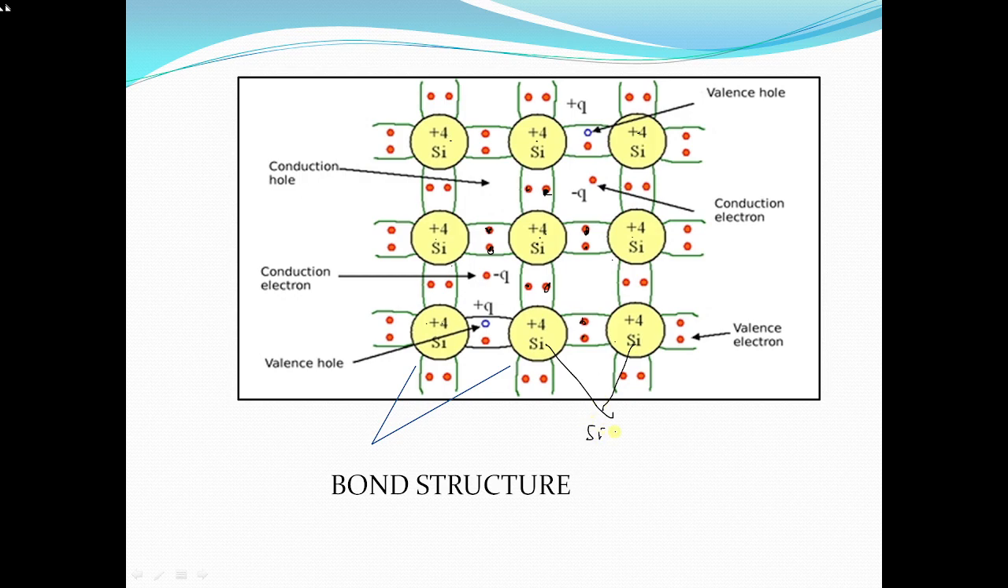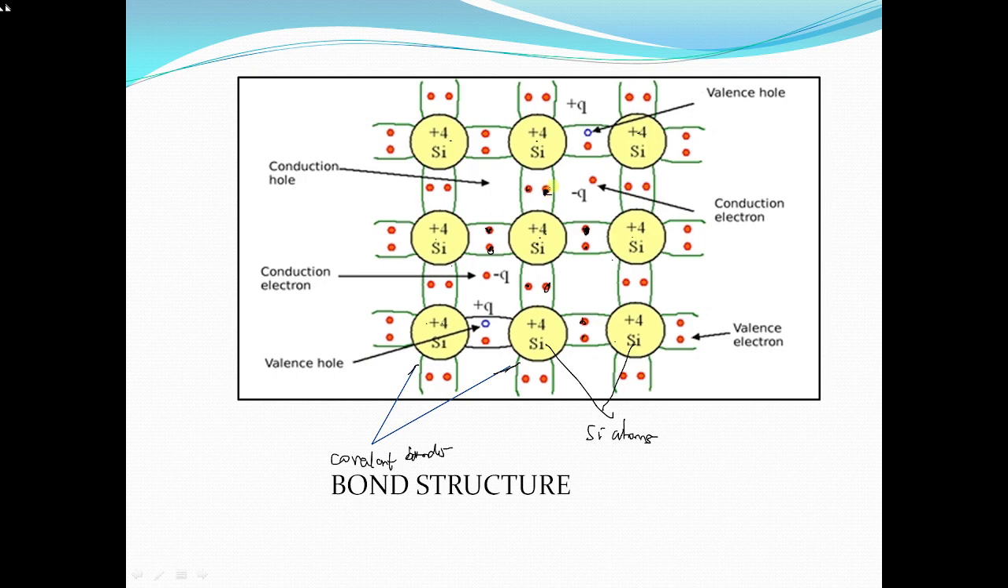Here, these are silicon atoms or tetravalent atoms, which have 4 valency electrons. Now, what are these? These are covalent bonds. They are sharing their electrons and forming covalent bonds. Now, see here, when we give energy, what happens? When we supply energy, the covalent bonds will be broken.